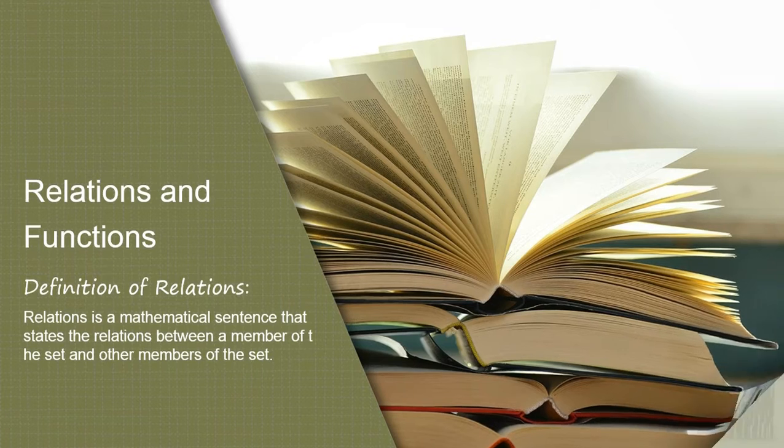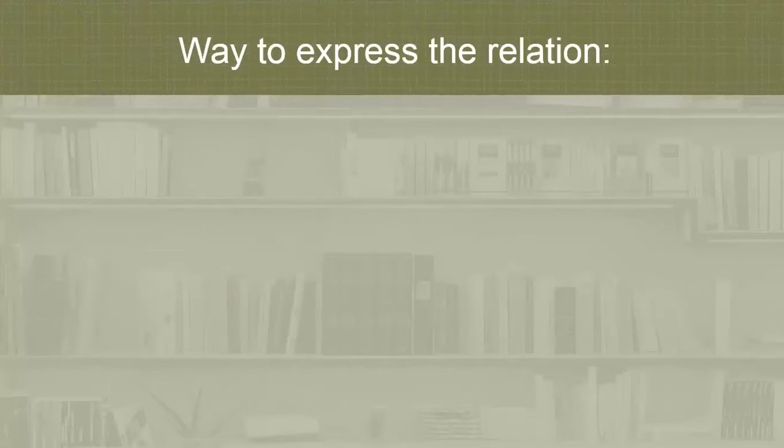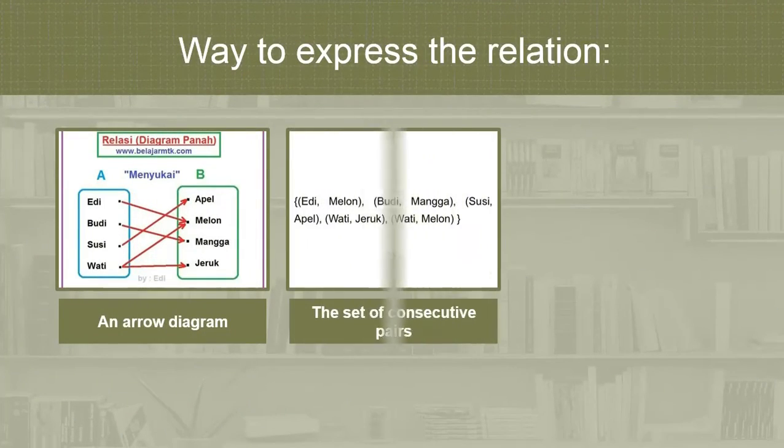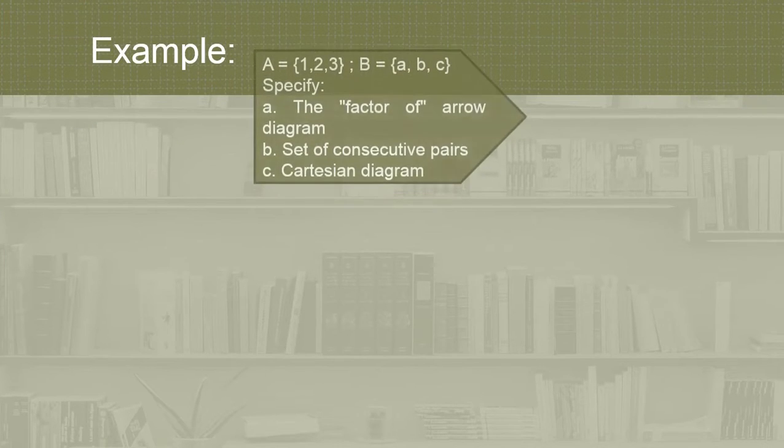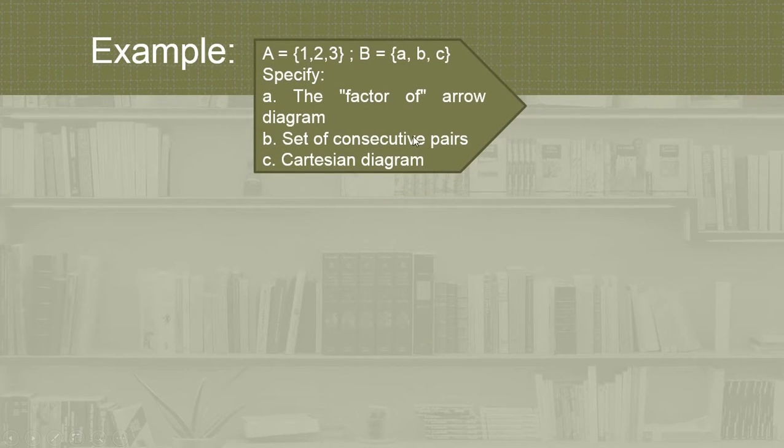Ways to express relations are an arrow diagram, the set of ordered pairs, and a Cartesian diagram. Example, note A equals {1, 2, 3}, B equals {a, b, c}.